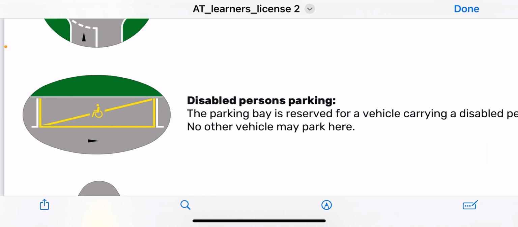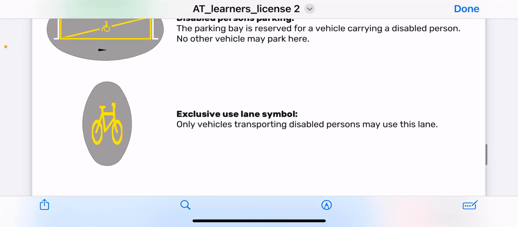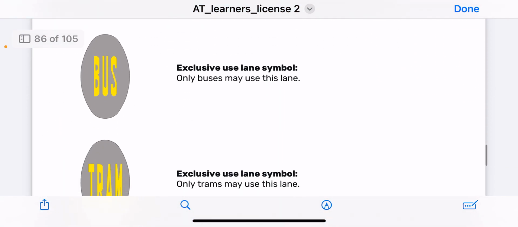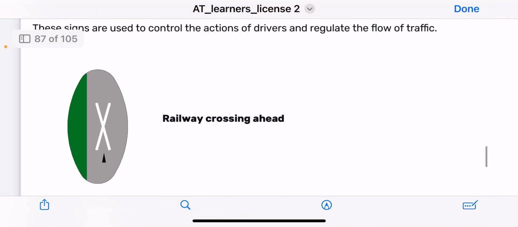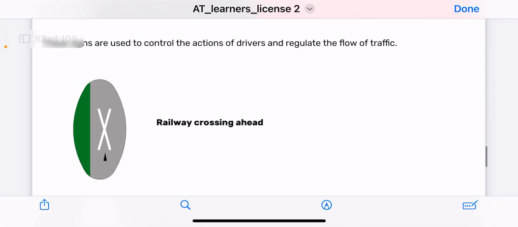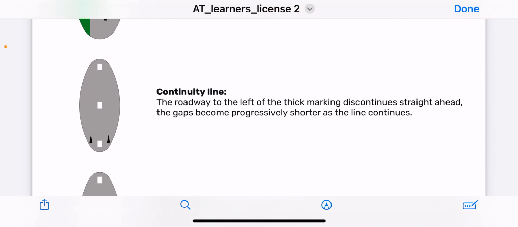Okay, there, disabled persons parking, this one, this is the parking for disabled persons. And then exclusive lane, we've covered these buses, trams, and going forward. This one is railway crossing ahead, railway crossing, continuity line.